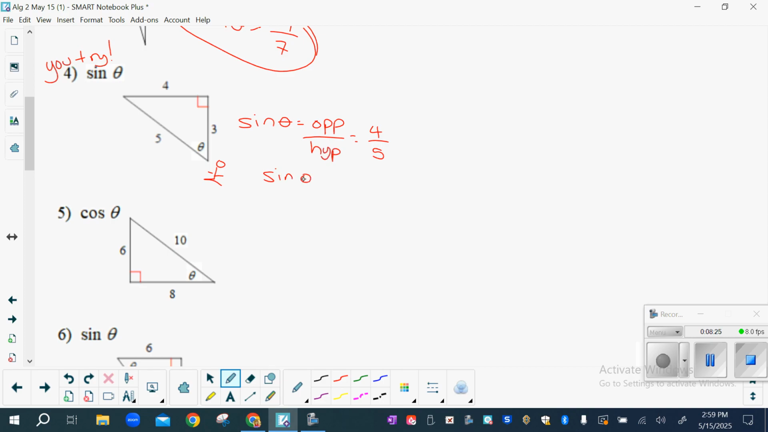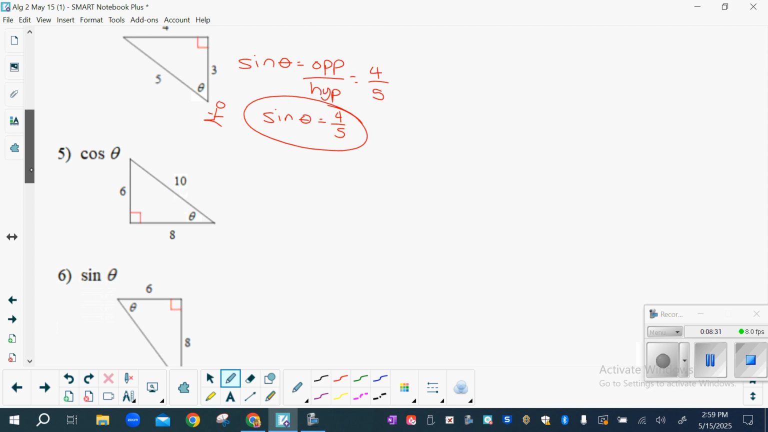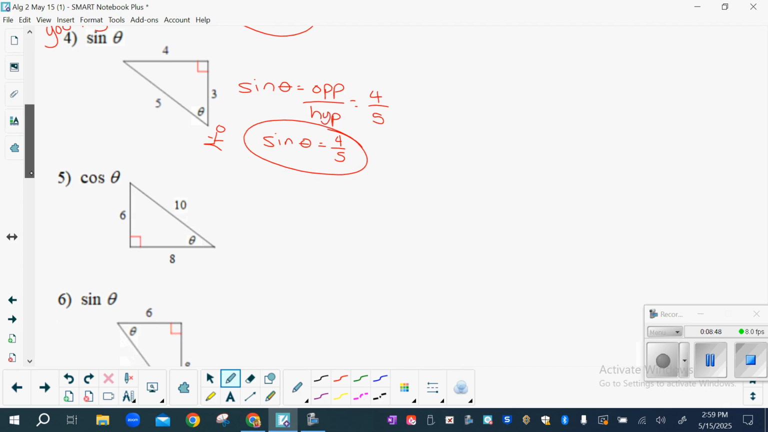So your sine theta should be 4 over 5. Okay, we're going to skip number 5. So opposite from this person is this 4 here. How you know it's opposite is when it's across. And does it make sense that 5 is the hypotenuse? There you go. I'm glad you asked.